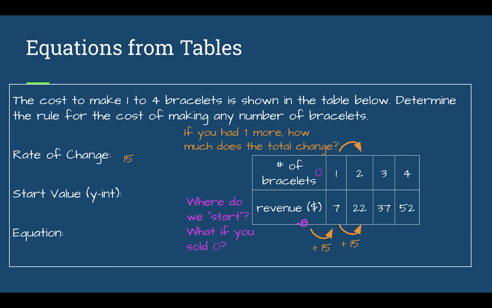We can use this to work backwards to find values that would have occurred with negative values as well. -8 is our y-intercept. That's where we started. Now that we have those 2 things, we can plug them in our equation. So our equation for any number of bracelets would be y equals 15x minus 8.